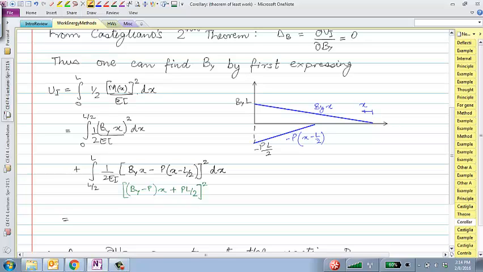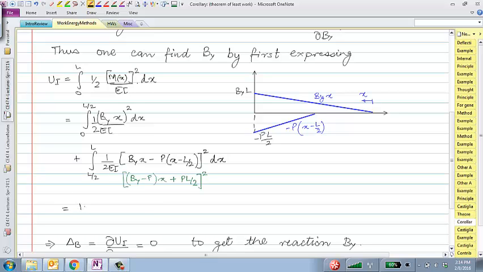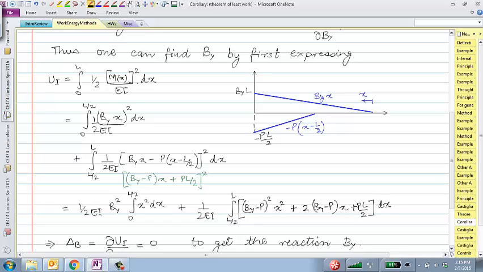So I think the expressions turn out to be somewhat long, but 1 over EI By square, and we have integral x square dx between 0 to L over 2, and we have plus 1 over 2 EI. I'll have to expand that as well. So 0 or L over 2 to L, By minus P square x square plus 2 By minus P x plus PL over 2 and dx. Okay.